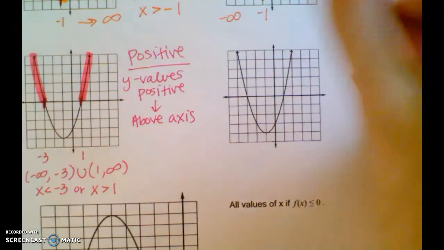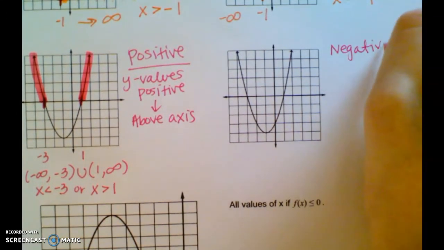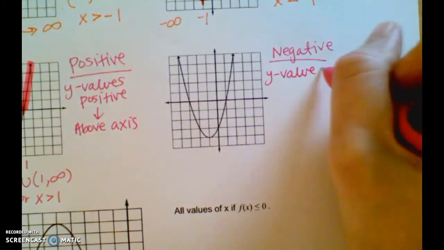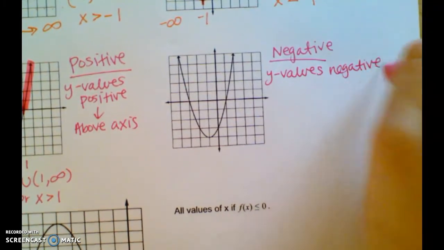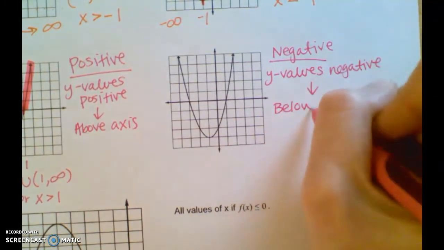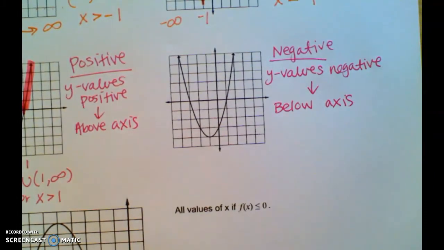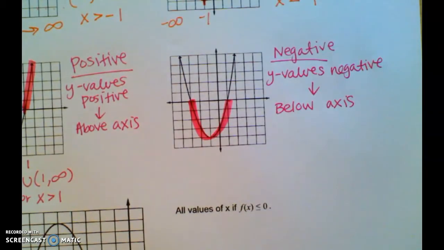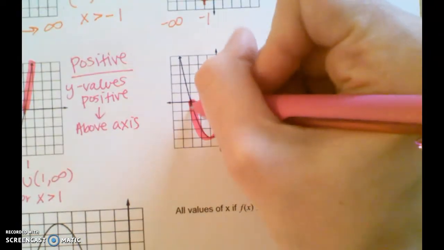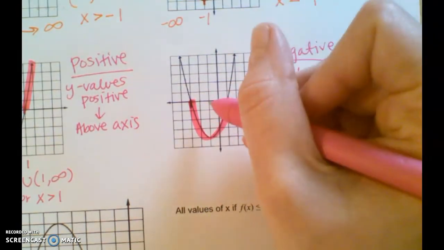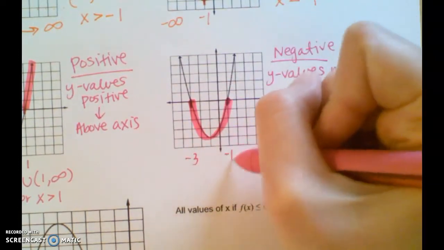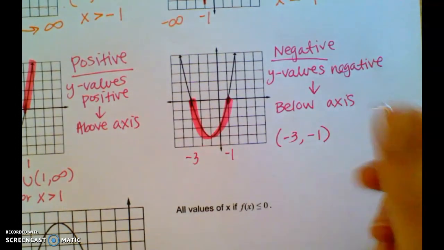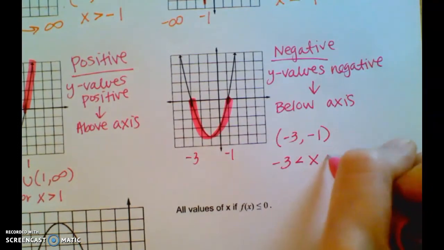And then similarly, if we want to know where our graph is negative, that means we want to know where the y values are negative. And that tells us to look below the x-axis. So that is going to be this section. And we see on this section we only have one interval. It is negative from this point to this point. So it's negative from -3 to -1. So in interval notation we would say -3 to -1. And then in algebraic, we would say -3 is less than x is less than -1.